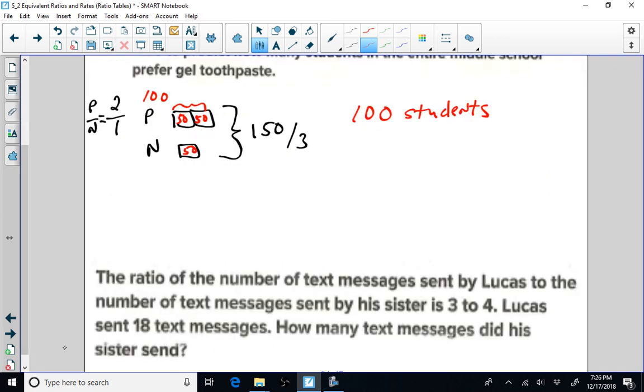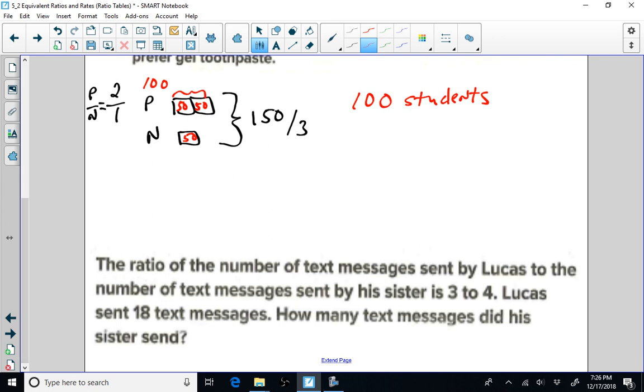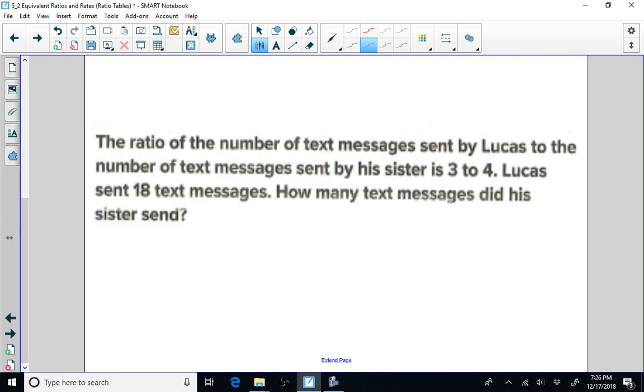All right, let's look at the next example. The ratio of the number of text messages sent by Lucas to the number of text messages sent by his sister is 3 to 4. Lucas sent 18 text messages. How many text messages did his sister send? Another problem where a tape diagram would be helpful. All right, so Lucas' text messages to his sister's is 3, 1, 2, 3 to 4.